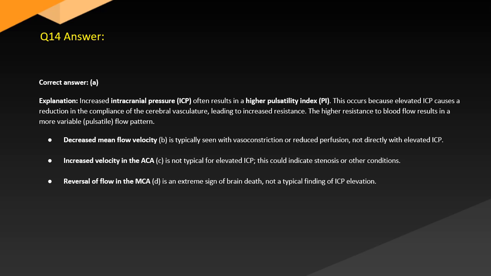Decreased mean flow velocity (B) is typically seen with vasoconstriction or reduced perfusion, not directly with elevated ICP. Increased velocity in the ACA (C) is not typical for elevated ICP. This could indicate stenosis or other conditions. Reversal of flow in the MCA (D) is an extreme sign of brain death, not a typical finding of ICP elevation.